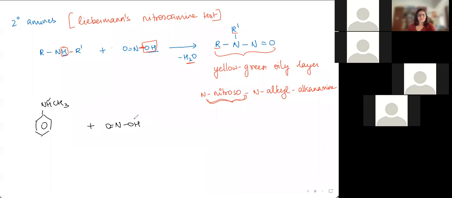So this hydrogen and this OH group, remove water. So you end up with N here. This N also has CH3 attached, so that will still be there. यहाँ पे hydrogen की जगह this group is being attached. So another N double bond O. Okay, so this is N-nitroso, N-methyl aniline.